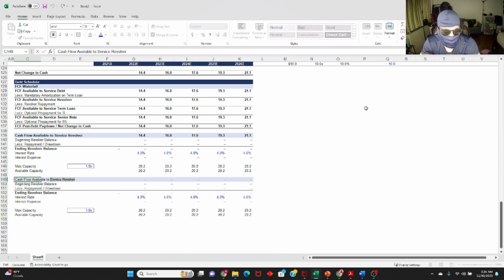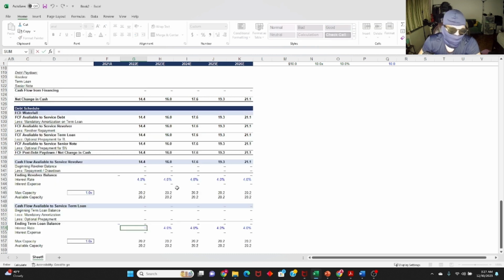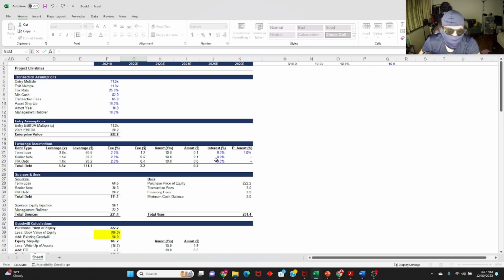It's going to be your cash available to service term loan. So you're going to have your beginning term loan balance. And guys, remember, here you also have your mandatory amortization that you need to pay off. So you have your mandatory amortization, and then less your optional repayment, prepayment, and then you have your ending term loan balance. Your interest rate essentially is going to be linked to this 6% right here.